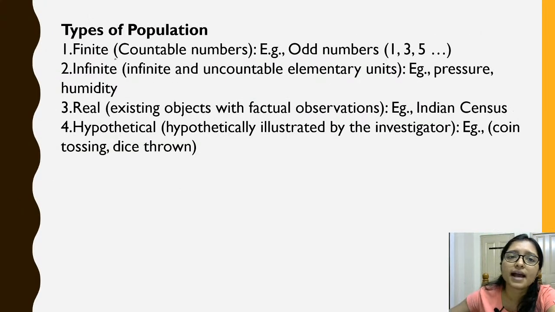Now see, these are the types of population. What are the types? Finite, infinite, real and hypothetical.